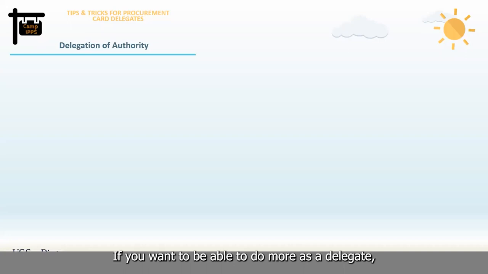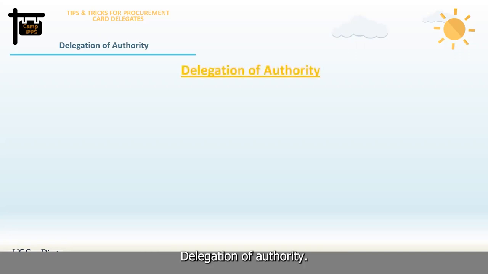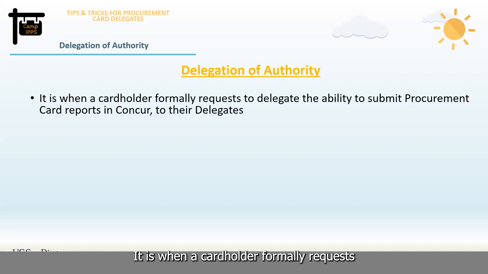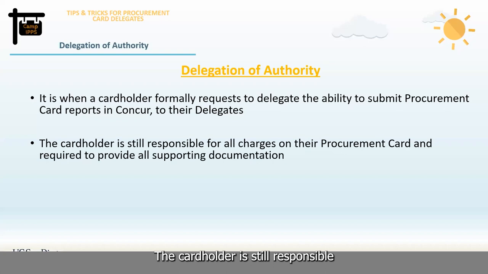If you want to be able to do more as a delegate, we definitely have a solution for that. Delegation of authority. So what is a delegation of authority, you may ask? It is when a cardholder formally requests to delegate the ability to submit procurement card reports in Concur to their own delegates. The cardholder is still responsible for all charges on their procurement card and required to provide all supporting documentation.